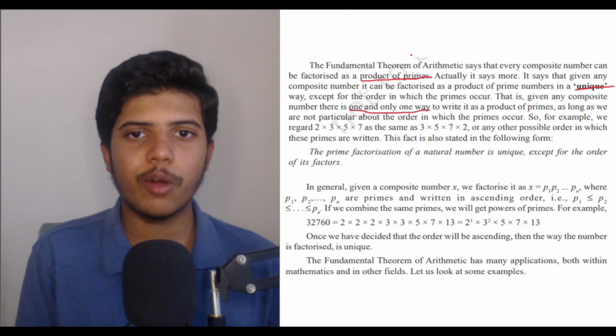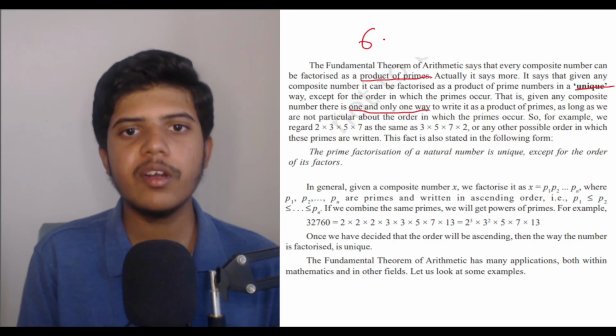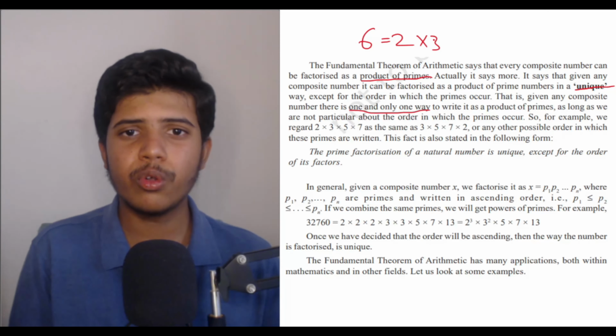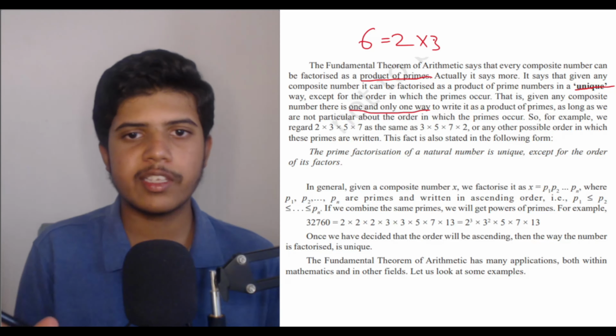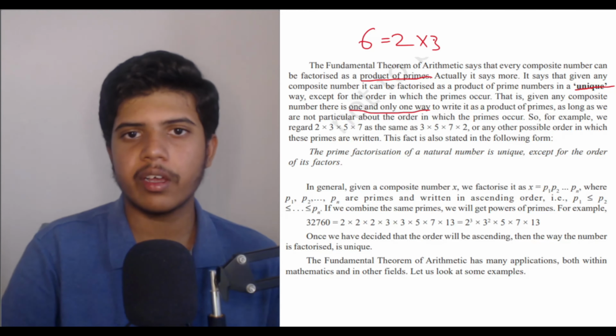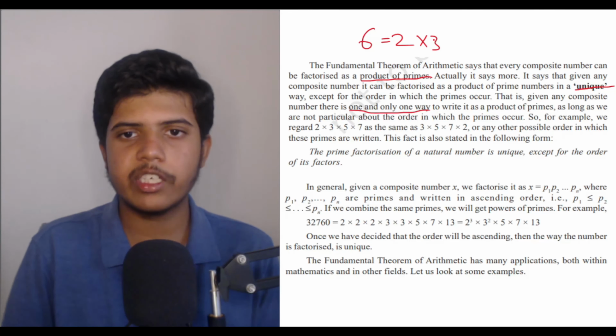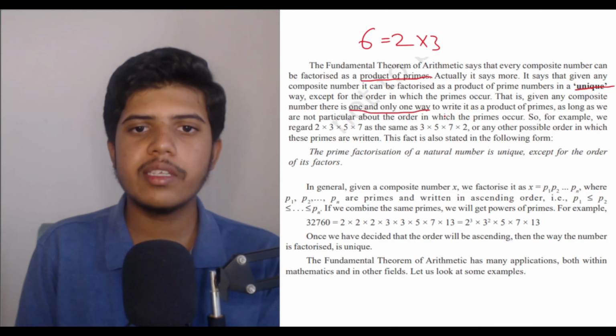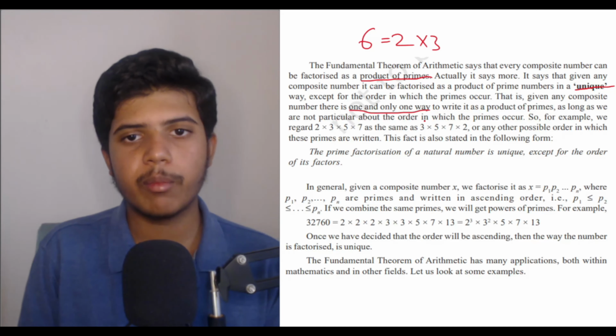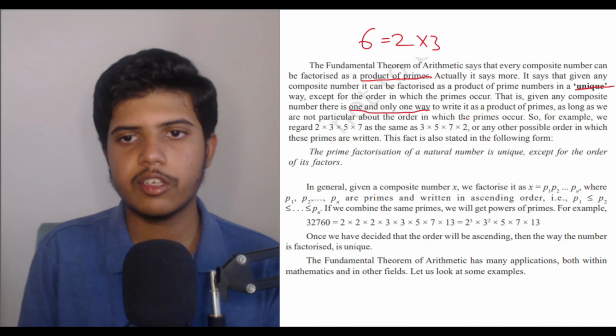So given any composite number, 6 is a composite number, there is only one way to write it. I can write 3 into 2, or 2 into 3. Order doesn't matter, but the rest is unique. There is no other way in which I can write it, as long as we aren't particular about the order in which the primes occur. This is what we discussed.